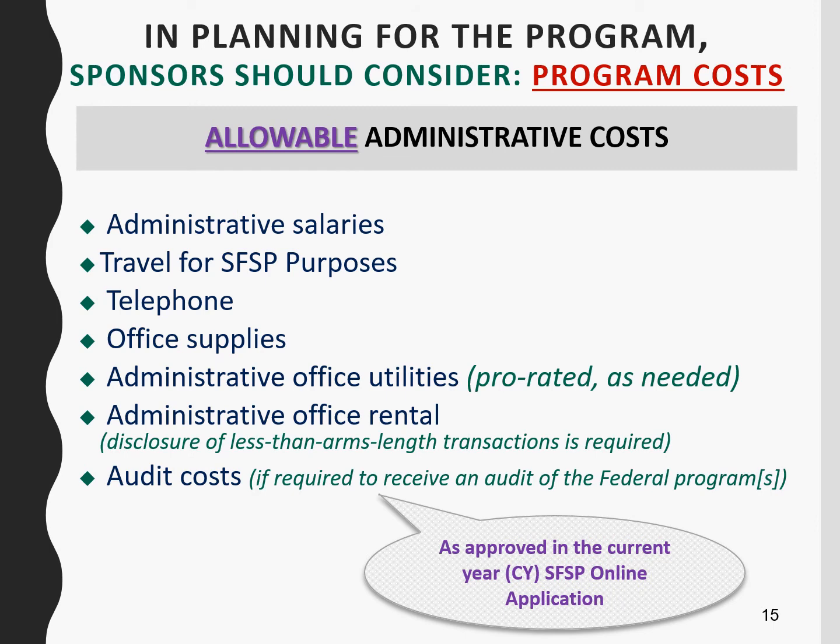Here are some examples of allowable administrative costs. Administrative salaries, travel for SFSP purposes, telephone, office supplies, administrative office utilities, prorated as needed, administrative office rental, again, a disclosure of a less than arm's length transaction is required, and audit costs if the organization is required to receive an audit of the federal program or programs.